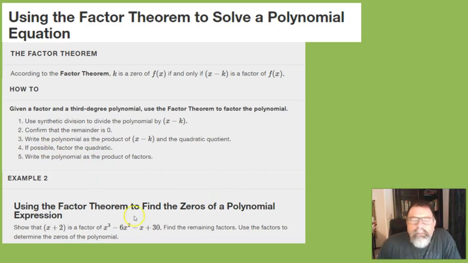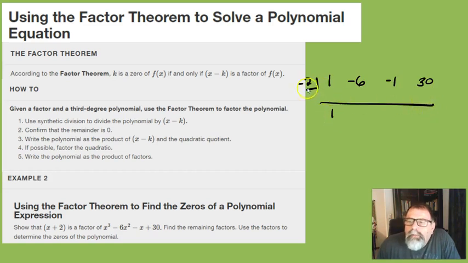All right, so let's see how this works. Show that x minus 2 is a factor. So you're told that x minus 2 is a factor of this polynomial, which means that if I plug in 2, the remainder would be 0. Or if I do the long division. So remember you have to switch the sign, and I've got 1x cubed minus 6x squared minus 1x plus 30.